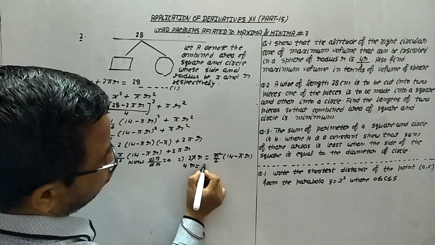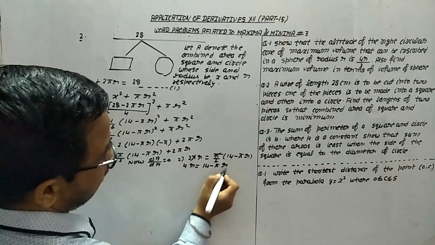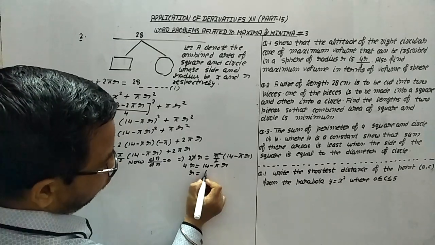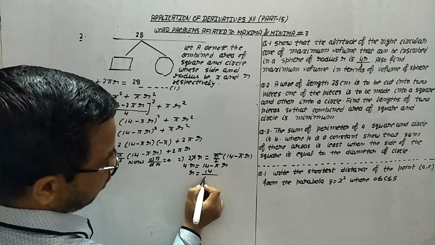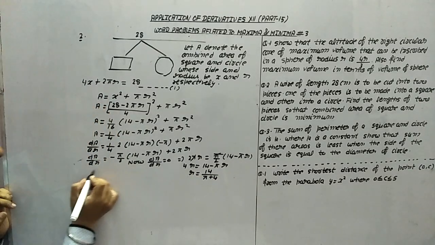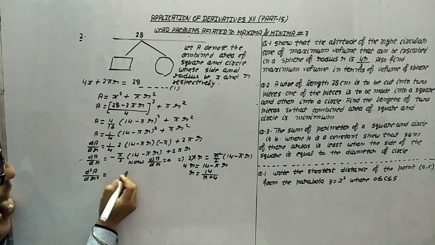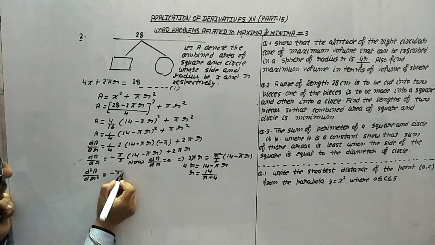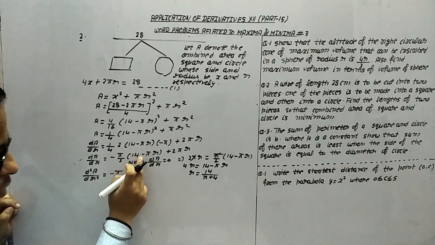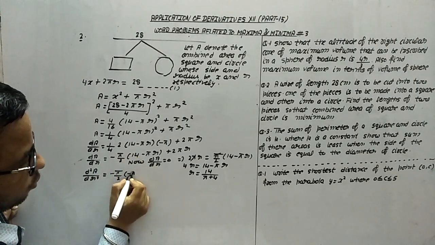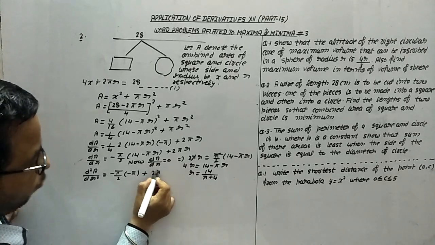4r is equal to 14 minus pi r. It means r is equal to 14 upon pi plus 4. Now we will find out d2A by dr square. d2A by dr square means minus pi by 2, now this is 0, it means minus pi and plus 2 pi.